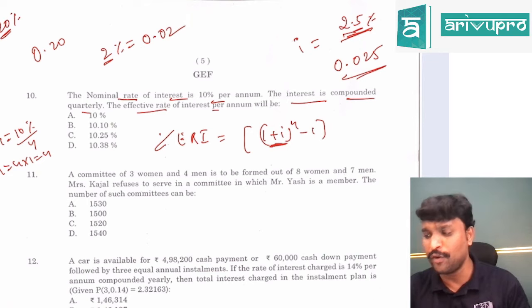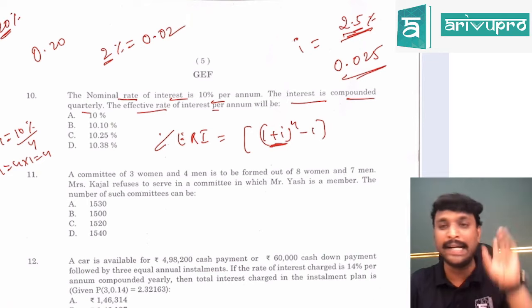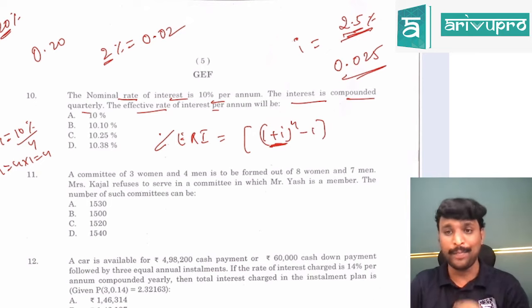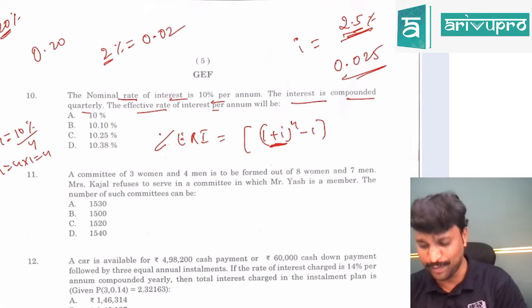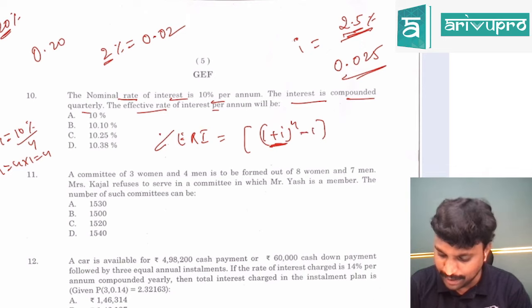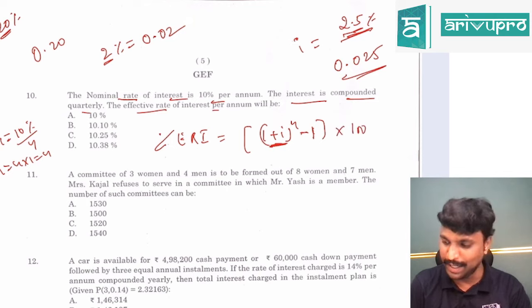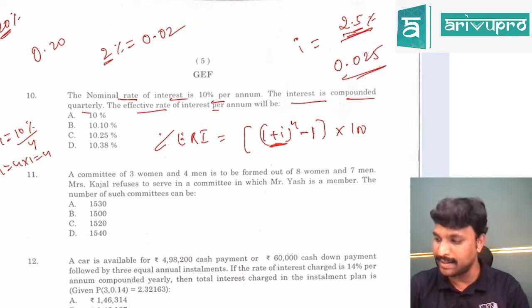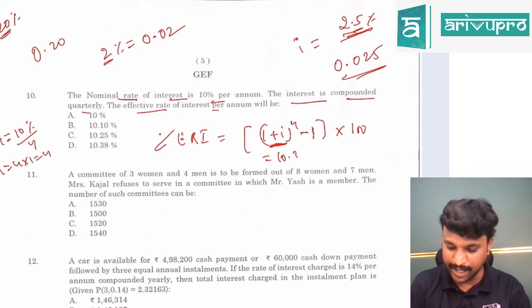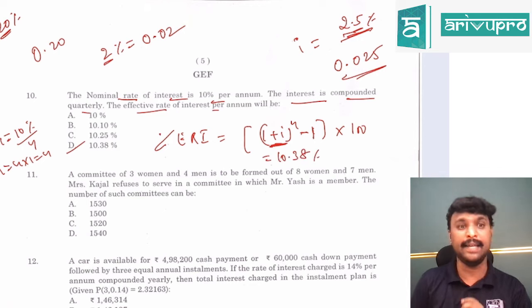How do you raise it to the power 4? Type 1.025, press multiply, and keep on pressing equal until the counter number is 5. Or press the equal button 1 less than the actual power times, that means 3 times. So you get the value 1.10381, then you have to subtract 1. So it is 0.1038. All you have to do is multiply by 100, so you get the answer 10.38%. Option D is the answer, guys.